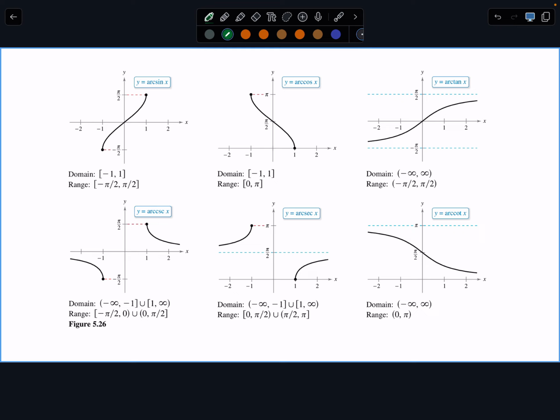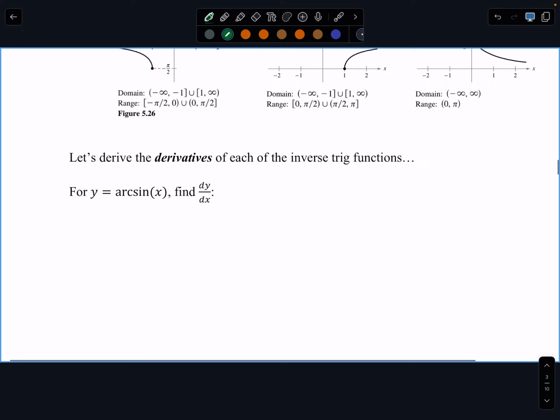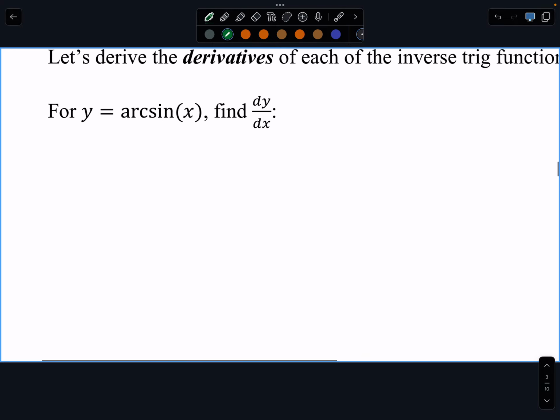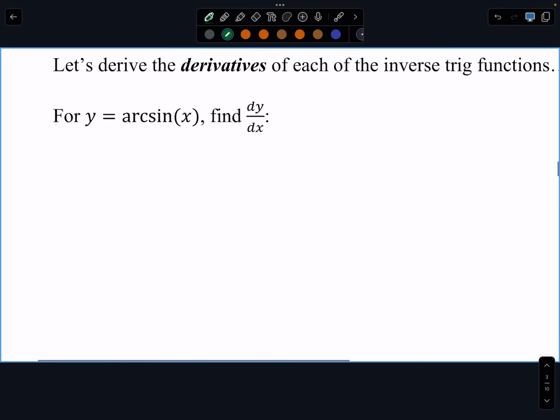Okay, so we're going to reference these. You will not have to graph these by hand, okay? But I have the graphs here for us to reference because we are going to derive the derivatives of the inverse trig functions.